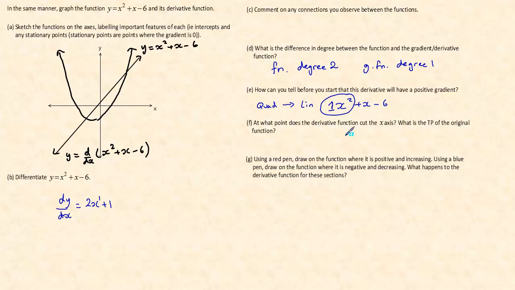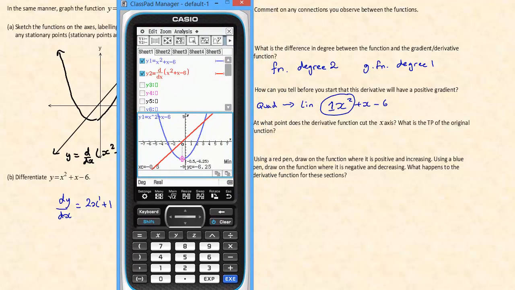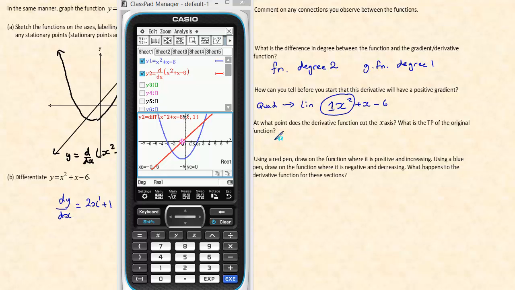At what point does the derivative function cut the x-axis? What is the turning point of the original function? So we go for analysis and gsolve and root, and it's the red one we want, so we use the arrow to change to that one, and then execute, and we can see that the root of that is negative 0.50, so that's where it crosses the x-axis.